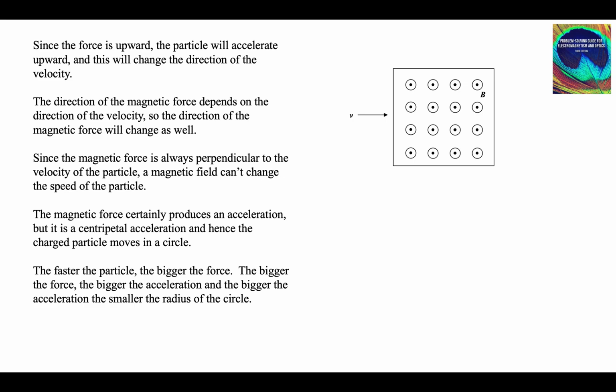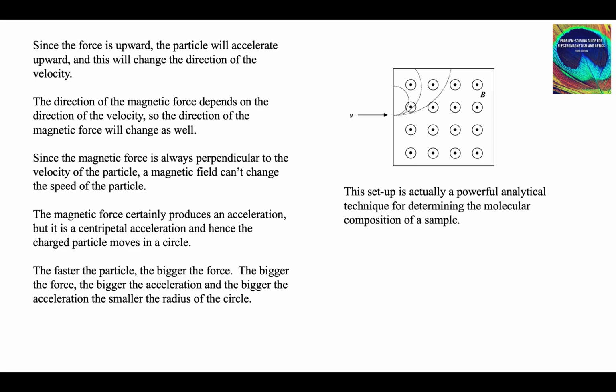The faster the particle, the bigger the force. It's QVB. The bigger the force, the bigger the acceleration. The bigger the acceleration, the smaller the radius of the circle. So this particle, not moving that fast, follows a circular arc. If you shoot it in a little bit faster, it's going to curve a little bit tighter. And shoot it in even faster than that, it's going to curve very quickly.